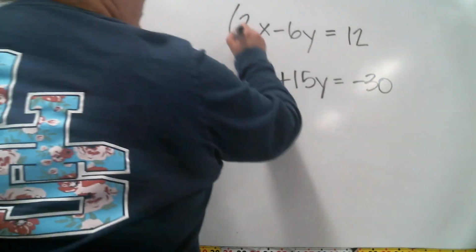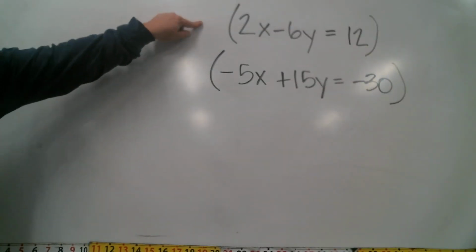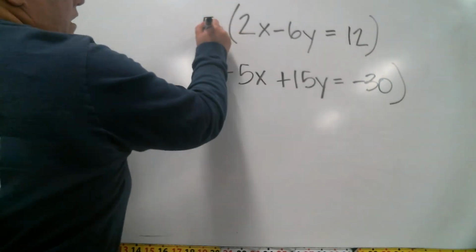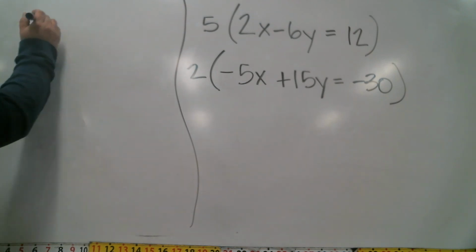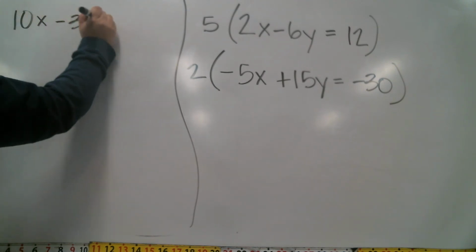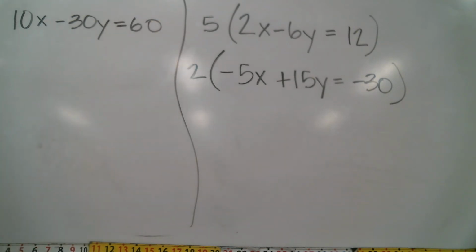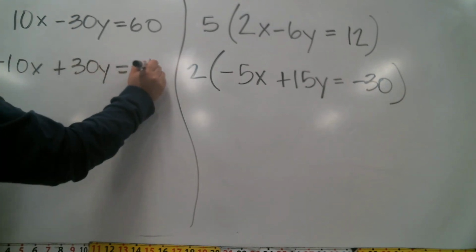Okay, so I'm going to go for 10 in the x's. Okay, I know that I need to multiply this times 5. And I know that I need to multiply this times 2. Okay, we'll worry about the fact that we have a 10 and a negative 10 when we get it over here. Okay, so let's go ahead and rewrite these. Let's multiply them and rewrite them. So I've got 10x minus 30y equals 60. And then negative 10x plus 30y equals negative 60.